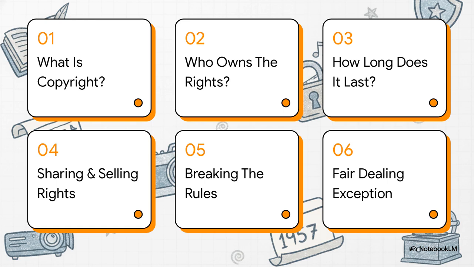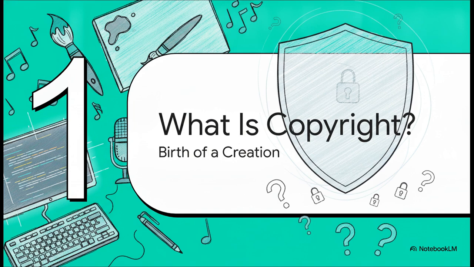We're mapping the exact legal architecture behind your creations. Okay, so here is our roadmap. We are covering 1. What is copyright? 2. Who owns the rights? 3. How long does it last? 4. Sharing and selling those rights. 5. Breaking the rules. And finally, 6. The fair dealing exception. Let's jump right into Section 1.